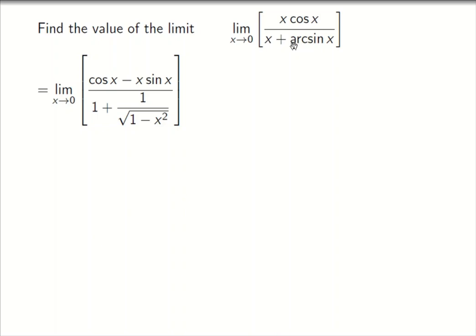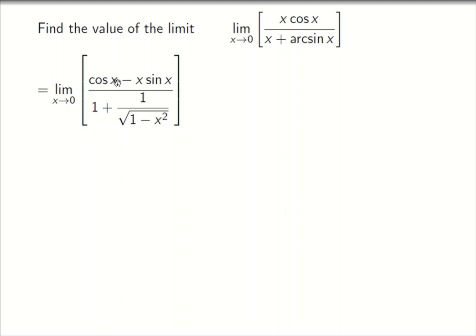Differentiate the denominator alone. If I differentiate x, I'll get 1 plus the differential of arc sine x, sine inverse of x, which is equal to 1 over square root of 1 minus x squared. If you don't know how to prove this, I've proved it in one of my videos. You can go and check it. Okay, let's continue.